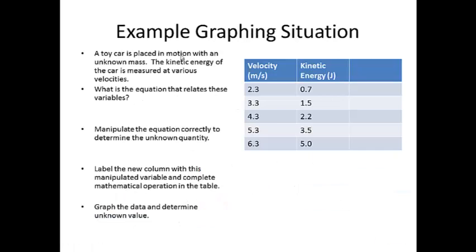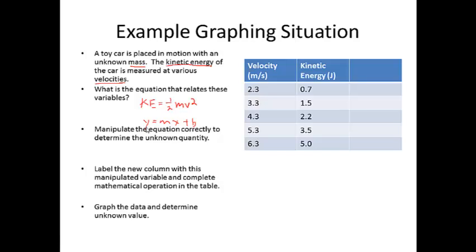Now we have a situation here where we're going to do a third example together. We have a toy car placed in motion with an unknown mass. The kinetic energy of the car is measured at various velocities. So we have mass, which we don't know, kinetic energy, and velocity. Well, I think that's the formula for kinetic energy, which we probably know from last year. KE equals 1/2 mv squared. All right. We need to manipulate the equation correctly. Well, let's go back to a straight line on a graph.